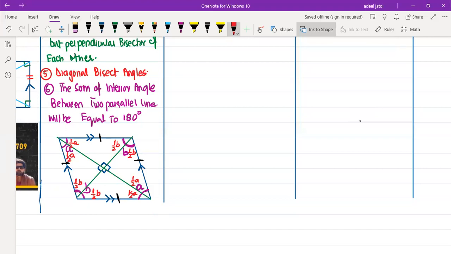The sum of the angle between the two parallel lines will be equal to 180. Now, what do we mean about the sum? That clearly means that the angle between the two parallel lines, as this is your parallel line and this is your parallel line, A and B, that means this angle and this angle should make up sum of 180. Similarly, this angle and this angle should make up sum of 180, because it creates sum of interior angle.